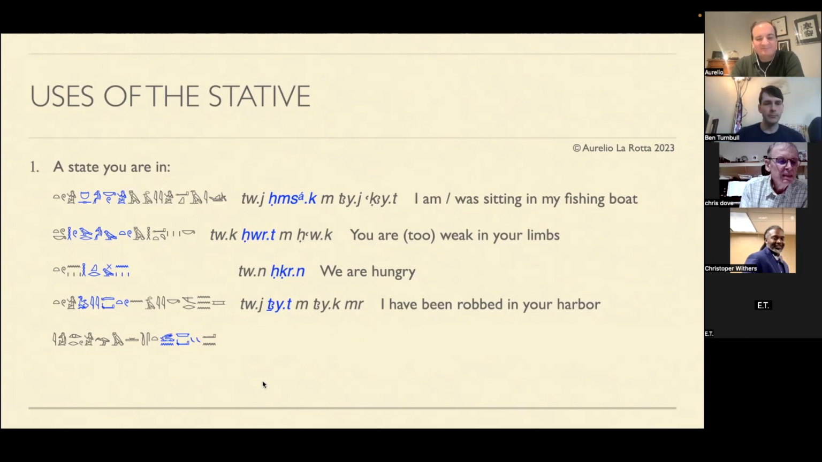Who wants the next one? And this is referring, I should say, to a tomb, just to give a bit of context. Grammatically, it's a little bit more tricky because the first verb form is something we haven't discussed yet. Yeah, I'll go. All right.